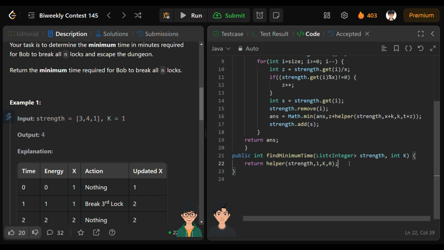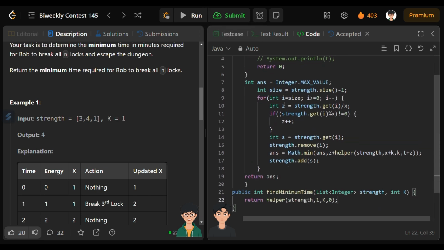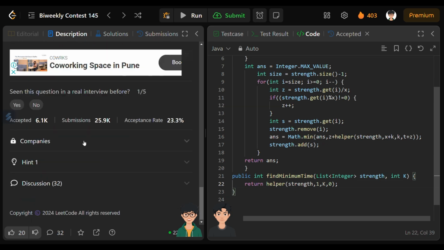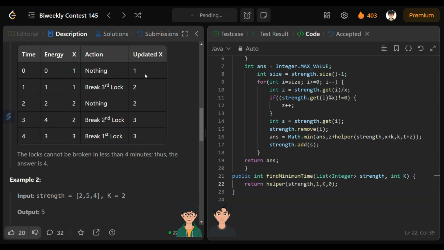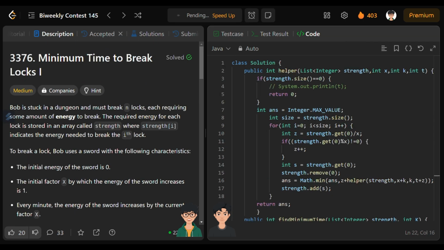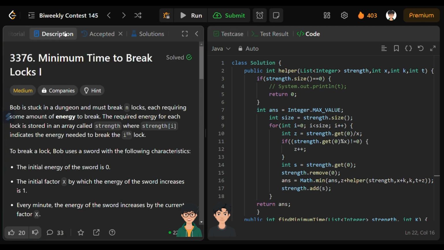I will return it finally. And the time complexity will be n factorial, and n is here 8, so 8 factorial. Actually, let's submit it and try. Okay, so now it's getting accepted, I guess. Yeah, it's getting accepted. Okay, so now let's move on to the third question.